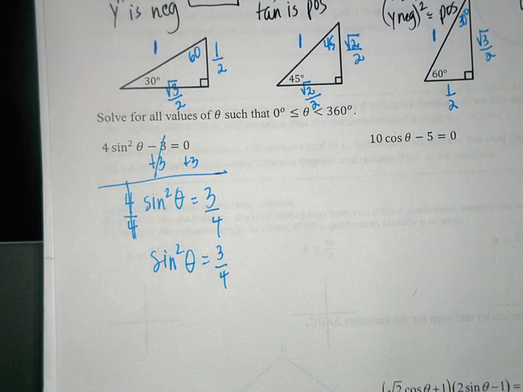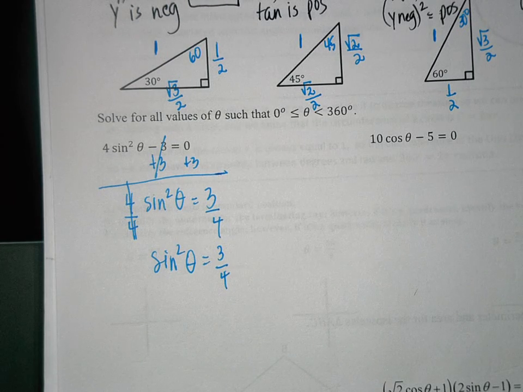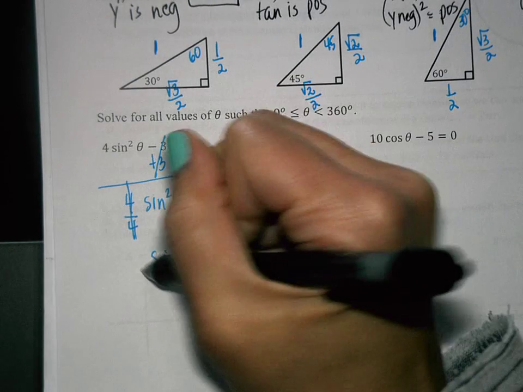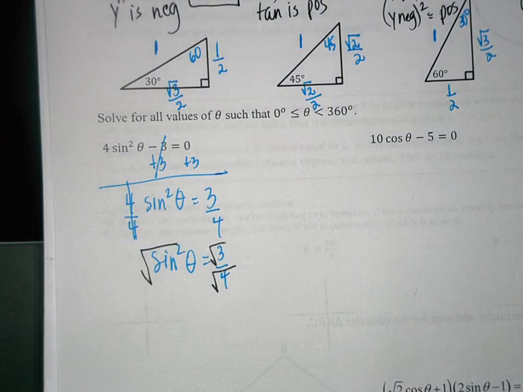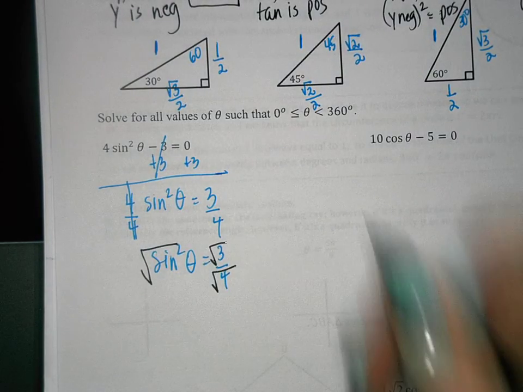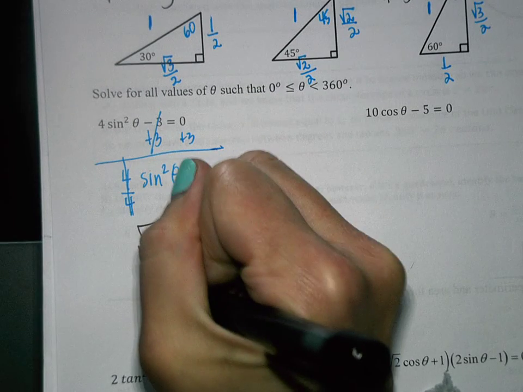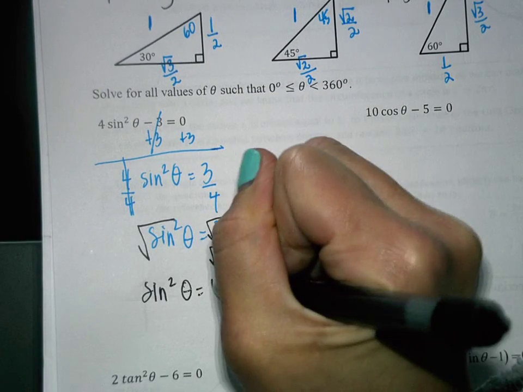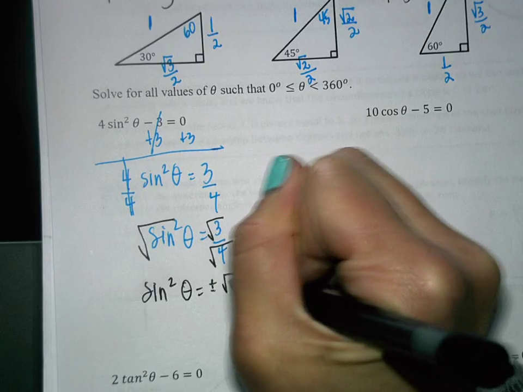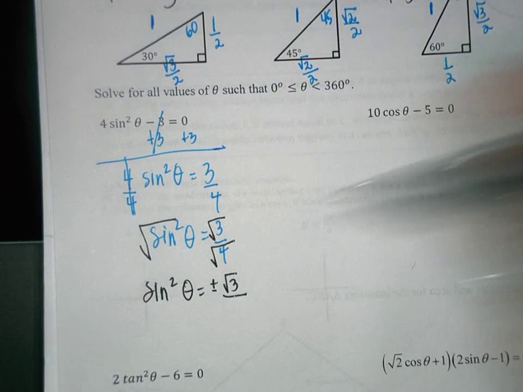The next thing we're going to do, because this is sine squared of theta, is take the square root of both sides. So I'm taking the square root of everything. Whenever you're taking a square root, your answer is going to be plus or minus, okay? So sine squared theta equals plus or minus the square root of 3 over, and what is the square root of 4?